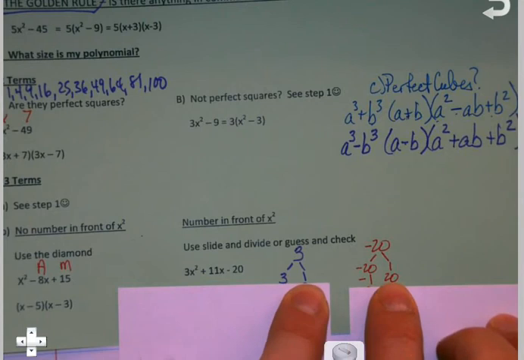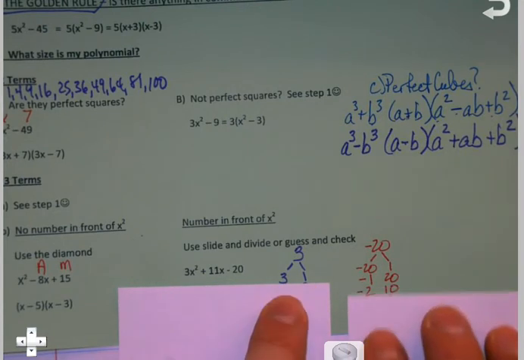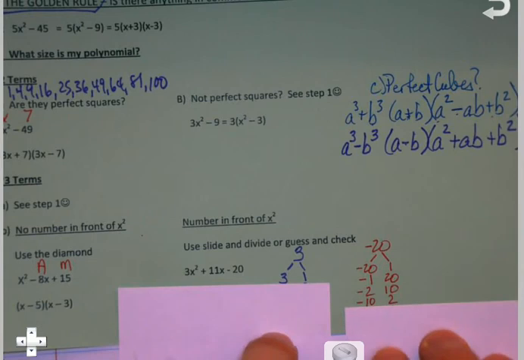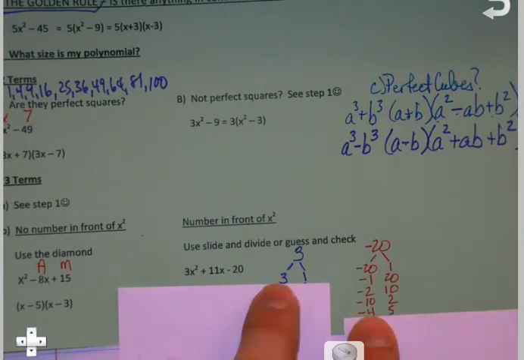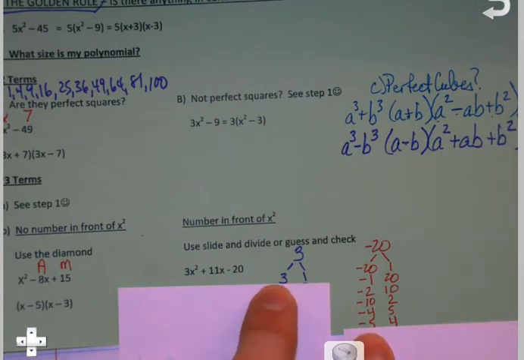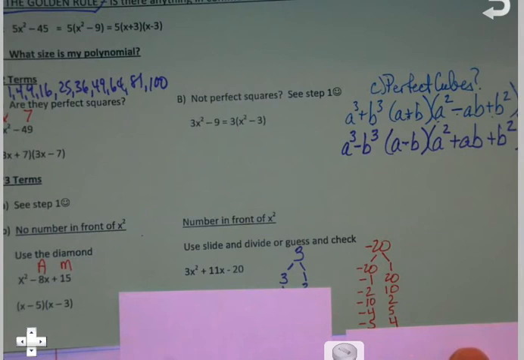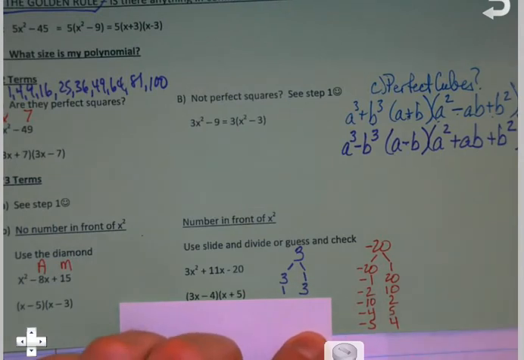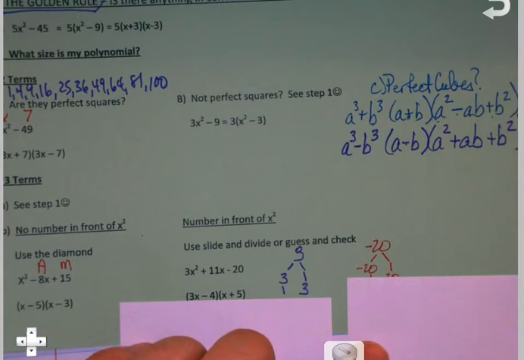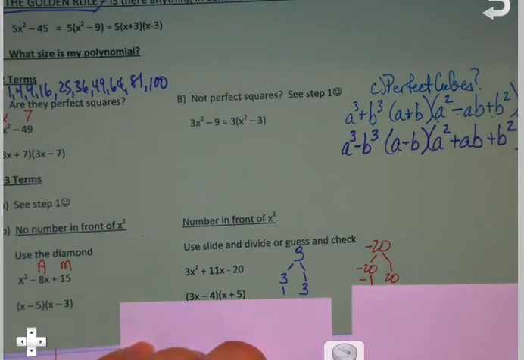Negative 3 and 20. No. Negative 6 and 10. No. Negative 30 and 2. No. Negative 12 and 5. Ooh, we're getting closer, though. No. Negative 15 and 4. Okay, that didn't work real well. What the heck? And so I would just have to go through and keep looking at my combos until I got to a pair somewhere along the way.